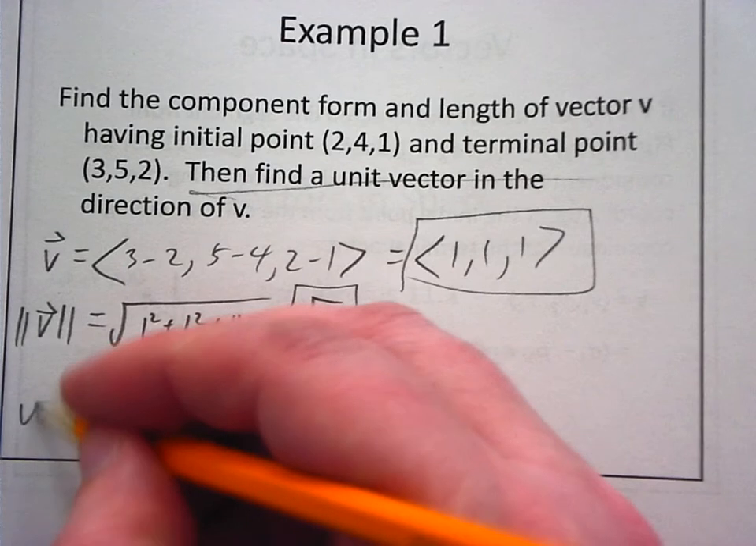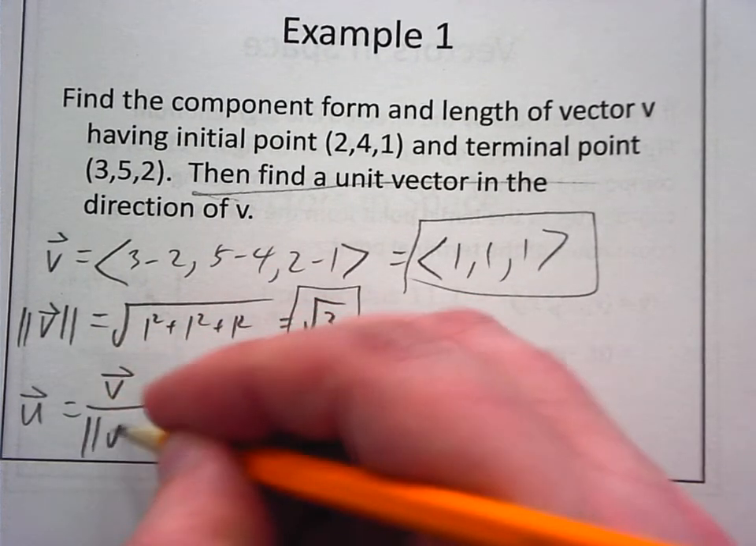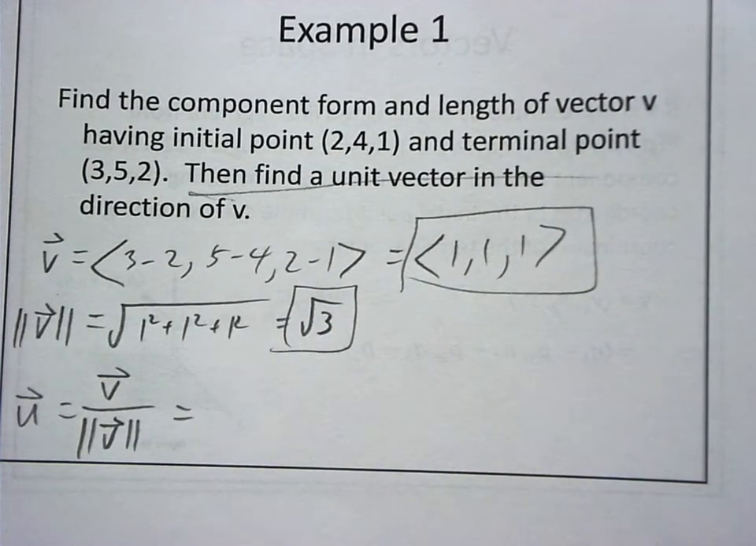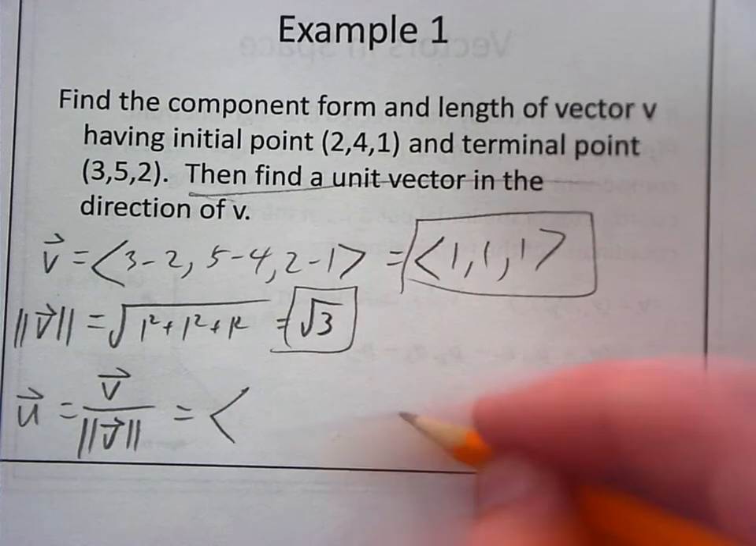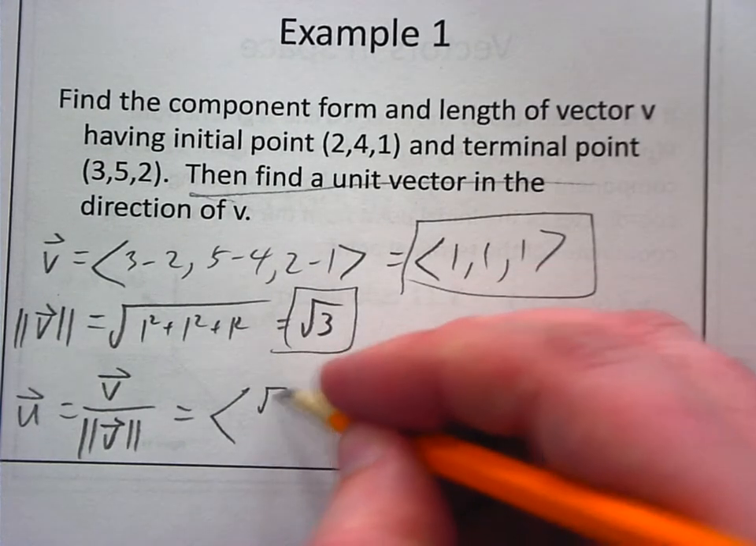The unit version of this, you just take vector v divided by its magnitude. So it acts as a scalar multiplier, essentially. You're multiplying by 1 over that square root of 3. So in other words, that's going to give me what? Square root of 3 over 3 for all of them.